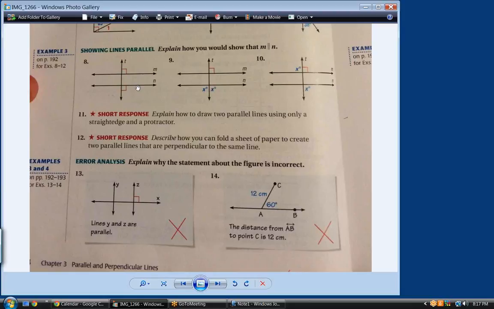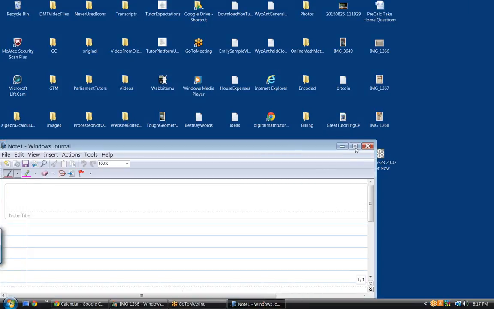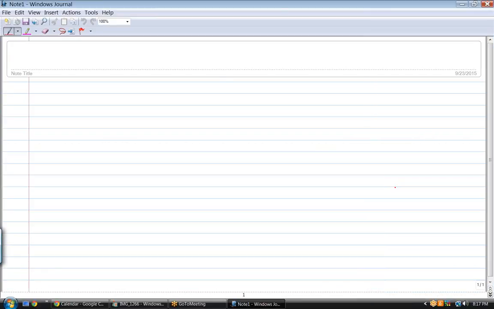Proving lines are parallel. In my book, it's section 3.4. Probably a lot different in your book. But let's talk about this because I kind of hate the way geometry teaches this. So I'm going to tell you how to do it my simple way.